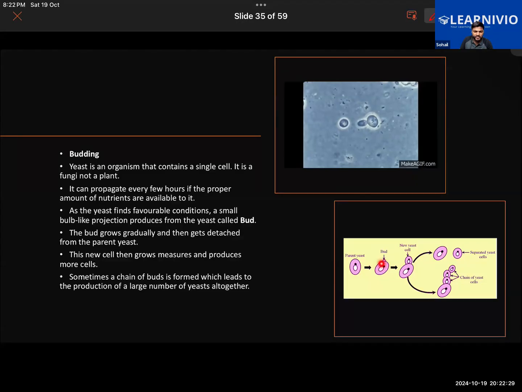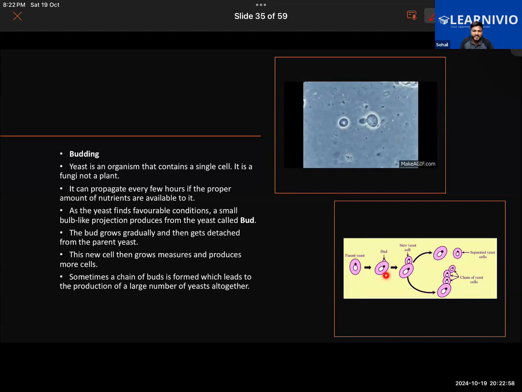A small outgrowth, that is the bud, has grown out of it. The bud will start to grow further and will grow into a new yeast cell. Later on, it can separate from the parent yeast, but in some cases it can remain attached, and there will be a chain of yeast cells attached to each other. This method of growth is called budding, which is another asexual method of reproduction.